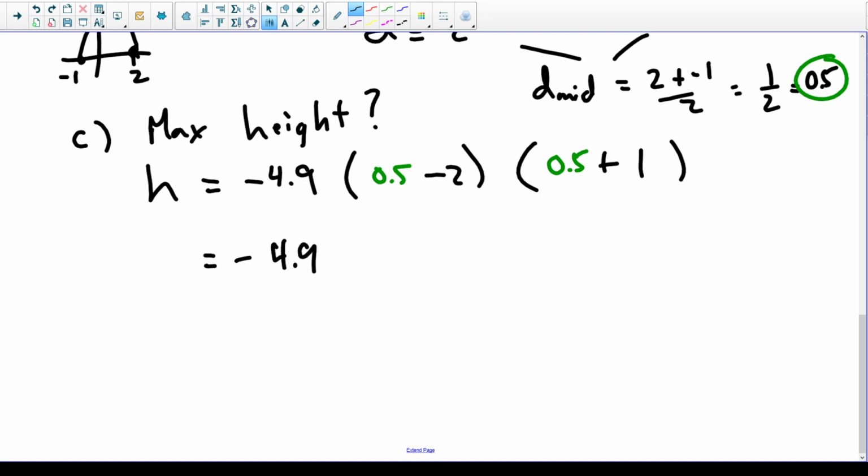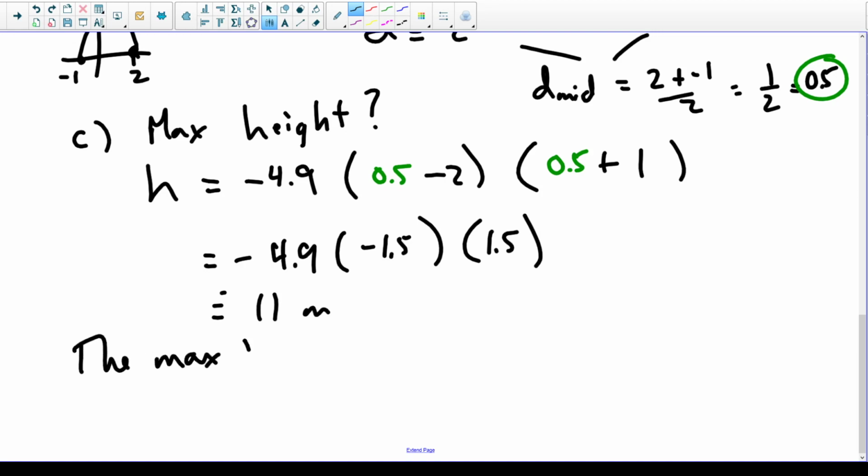Some of this I can do without a calculator. So 0.5 minus 2 is negative 1.5. 0.5 plus 1 is 1.5. And if I put all of that into my calculator, I get 11.025, which we're going to round off to 11 meters. So the max height of the car is 11 meters.